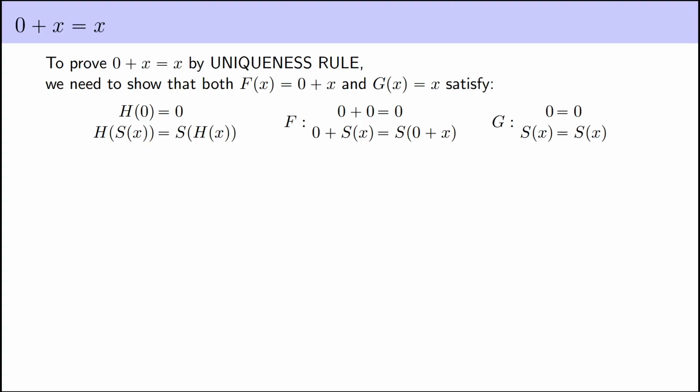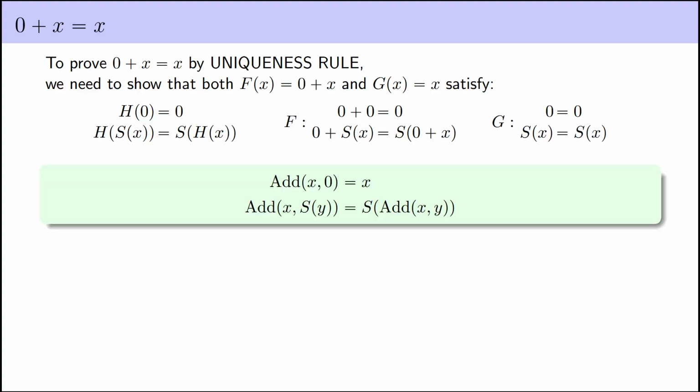If we plug in g of x equals x for h into both of our equations, we need to show that 0 equals 0 and the successor of x is equal to the successor of x. These are both just identities. Just so that we're all on the same page, here's the primitive recursive definition of addition that we're going to be working from. Whenever you're proving something about a primitive recursive function, it's always important to have its definition ready to reference.